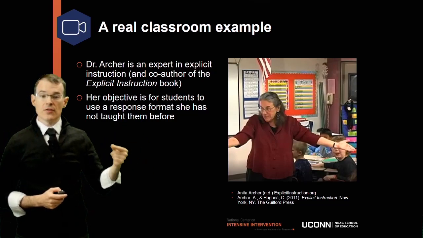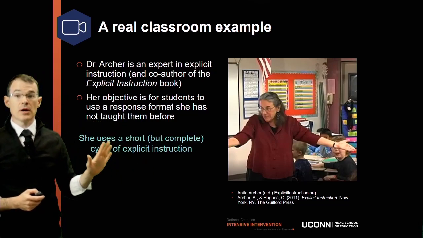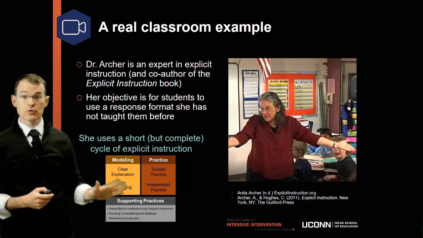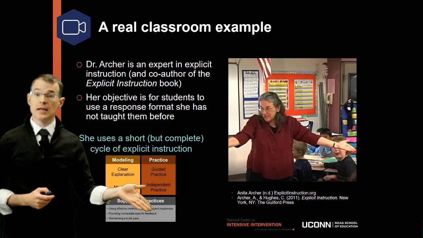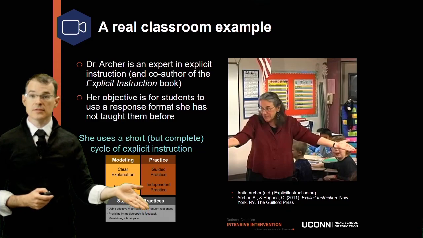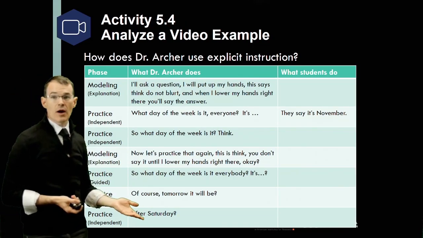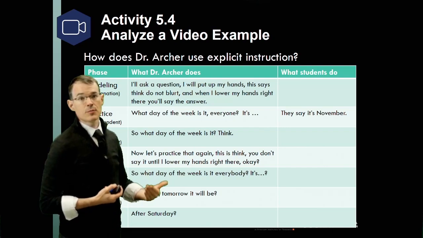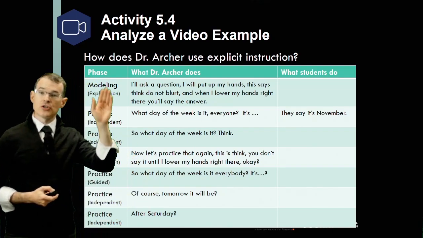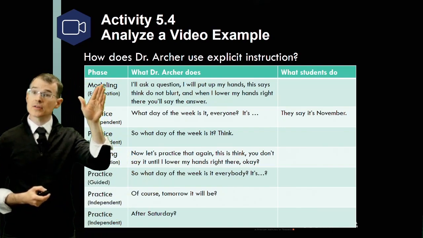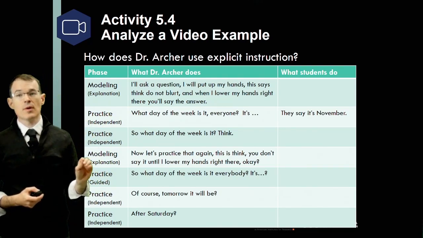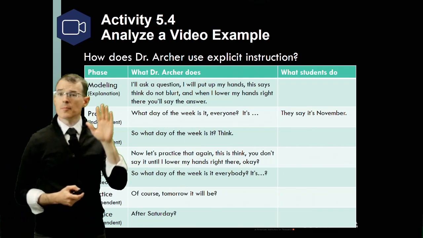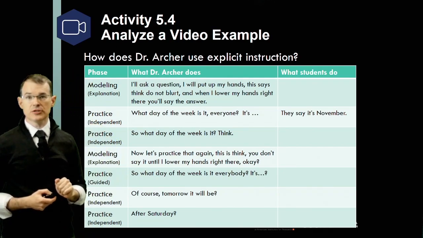So in this video then, you're going to see a short but complete cycle of explicit instruction that includes the three parts I described: modeling, then practice, both guided and independent, and then the use of the supporting practices. For this one, we've done a lot of the work for you to understand the different parts of it. Here, what I want you to do is to notice that there are very simple models here, and then lots of different kinds of practice with one extra model in the middle. Okay? And the model here is going to take the form mostly of an explanation.